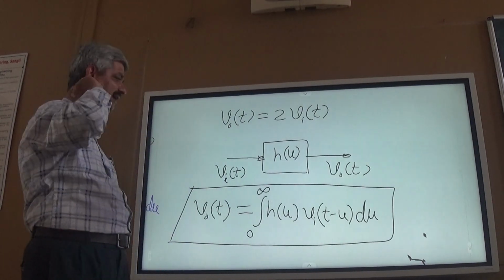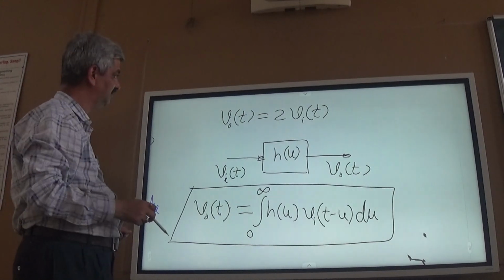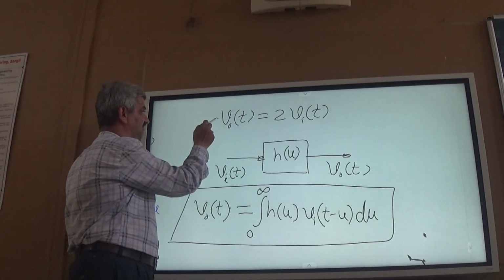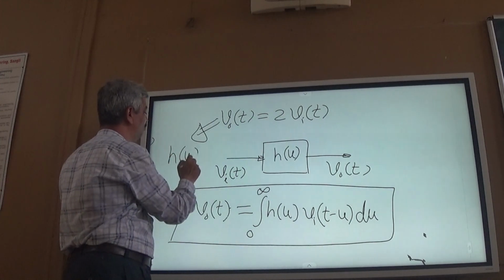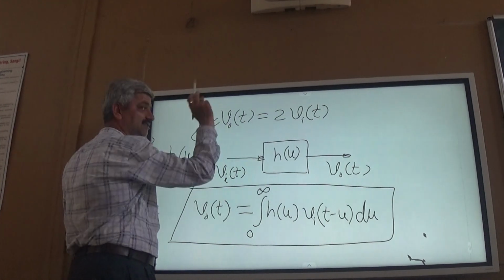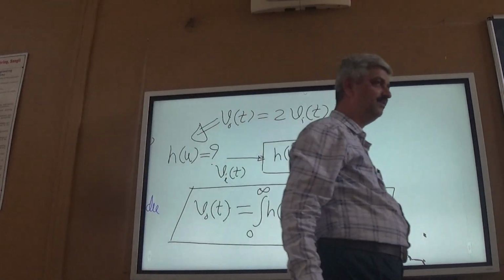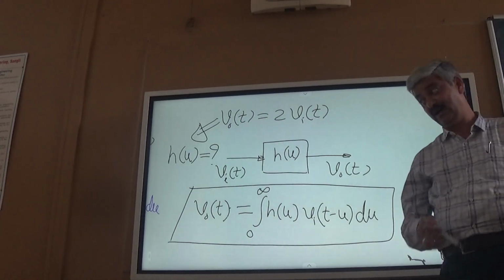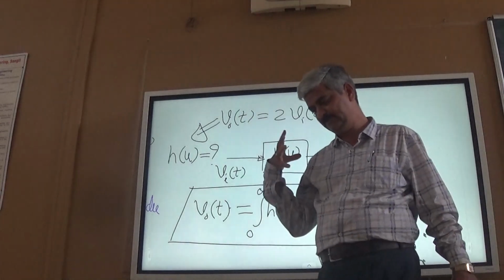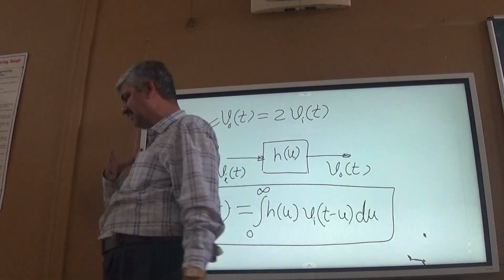So now can anybody tell me, if I have such a system, then what would be HU for such a system? It's a very difficult question. I am stressing the thinking ability.